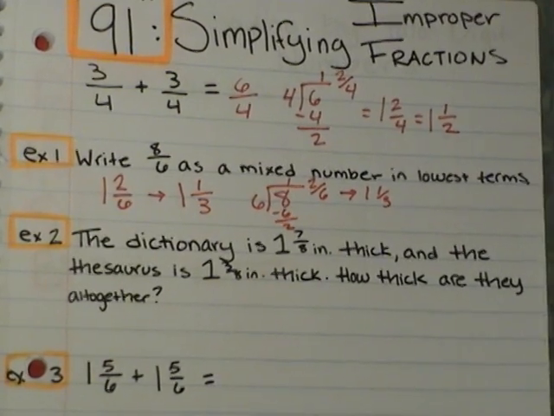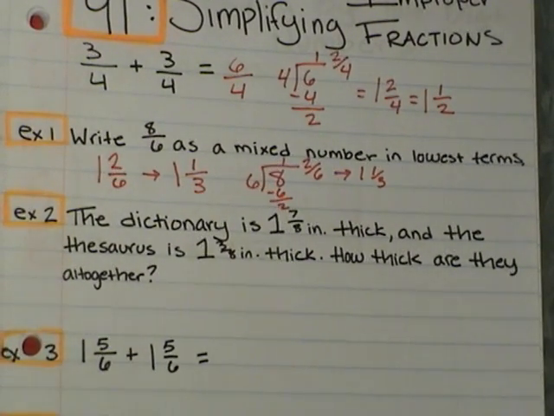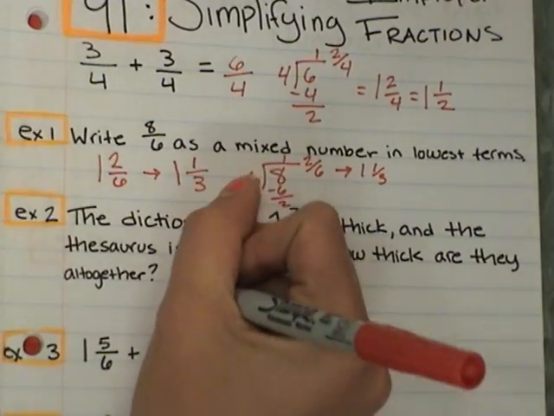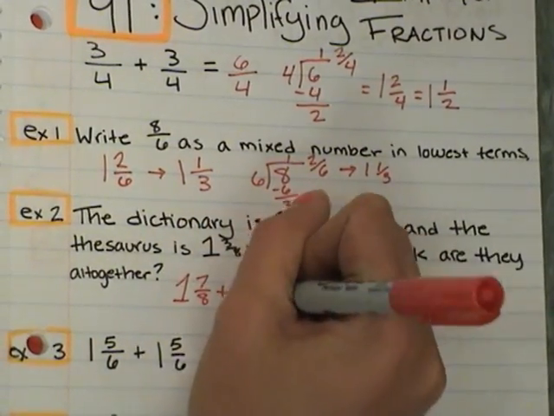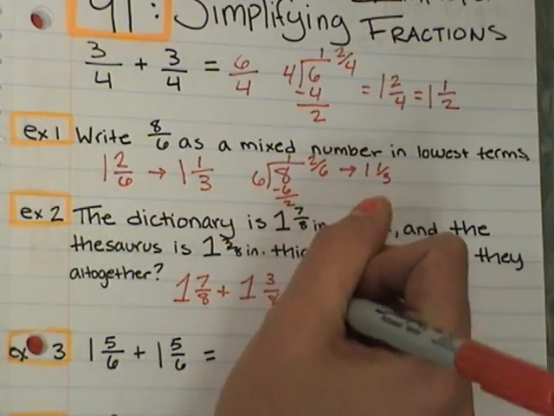Alright, the next one is kind of like a story problem for us. The dictionary is 1 7/8 inches thick, and the thesaurus is 1 3/8 inches thick. And I know that might be kind of hard for you to read, so it's 1 7/8 and 1 3/8. How thick are they all together? So when you see the words all together, it should click in your brain that, okay, I'm adding. So I'm going to add 1 7/8 plus 1 3/8.